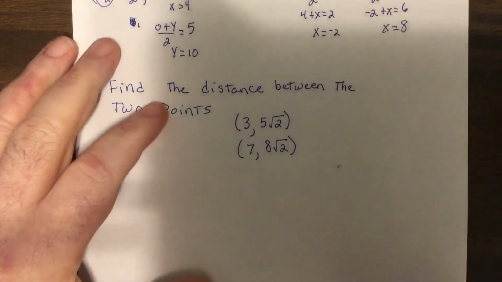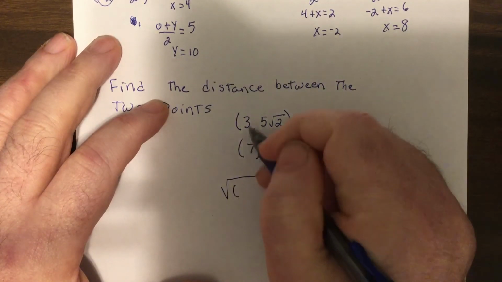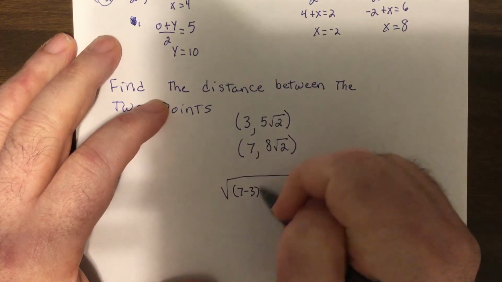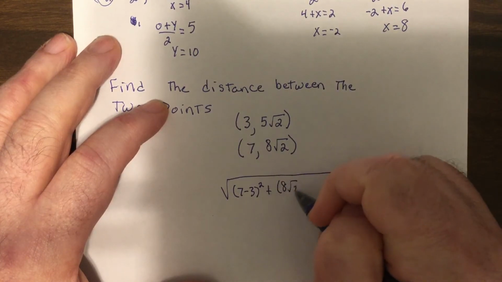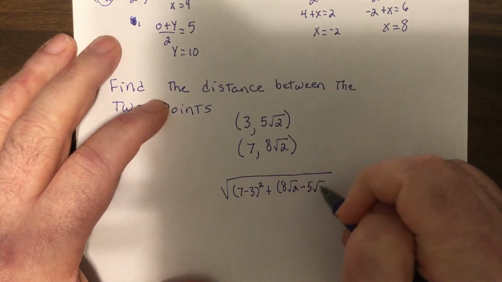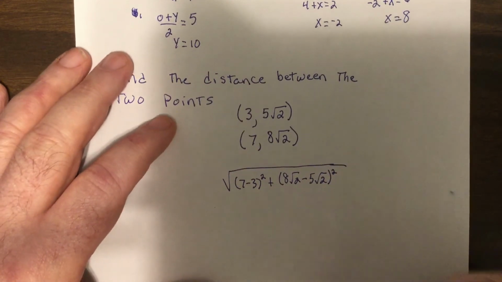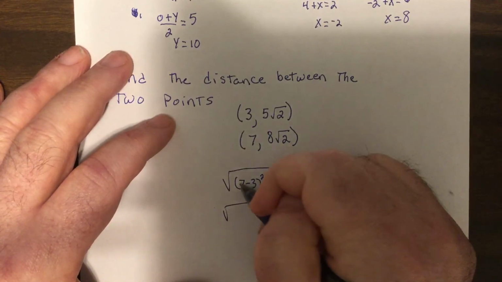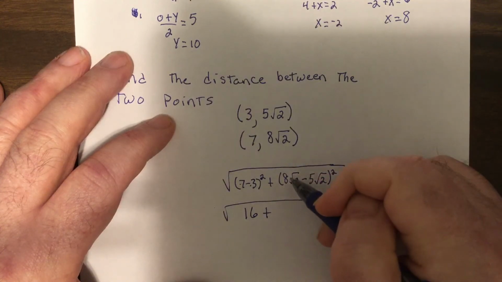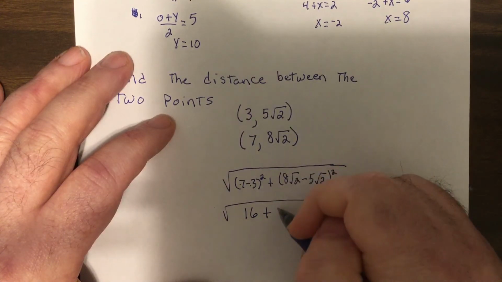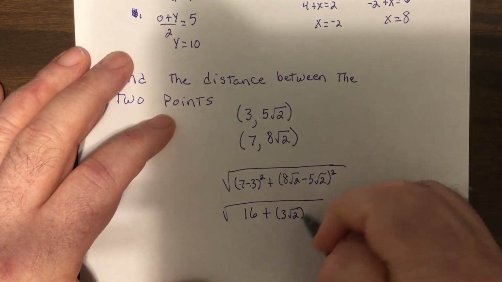Okay, I don't know why people have such a hard time with this, but they do every year. So you go 7 minus 3 squared plus 8 square root of 2 minus 5 square root of 2 squared. Brings us back to second quarter, don't it? So this would be 7 minus 3 is 4. 4 squared is 16. 8 square root of 2 minus 5 square root of 2, I'm going to do another step with this, would be 3 square root of 2 squared.